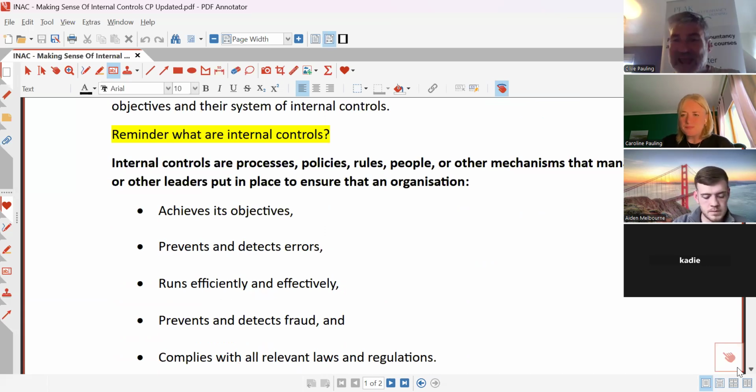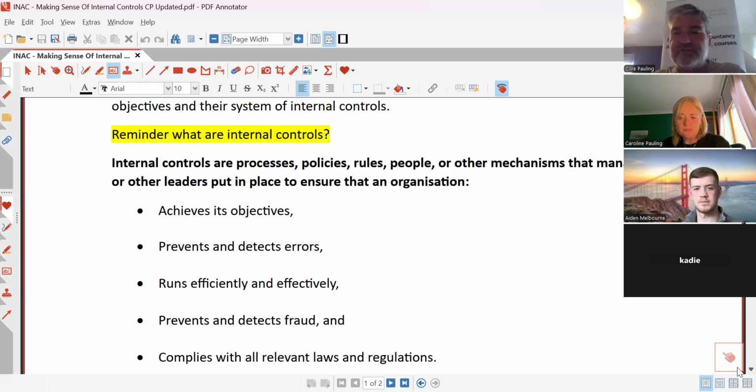And to be honest, they can be anything. They can be anything that helps an organization to do what it sets out to do. So internal controls can be processes, they can be policies that you put in place, rules that the organization has got. They can be people themselves controlling what goes on within the organization. Basically, any mechanism that management put in place to ensure that an organization achieves what it wants to achieve.